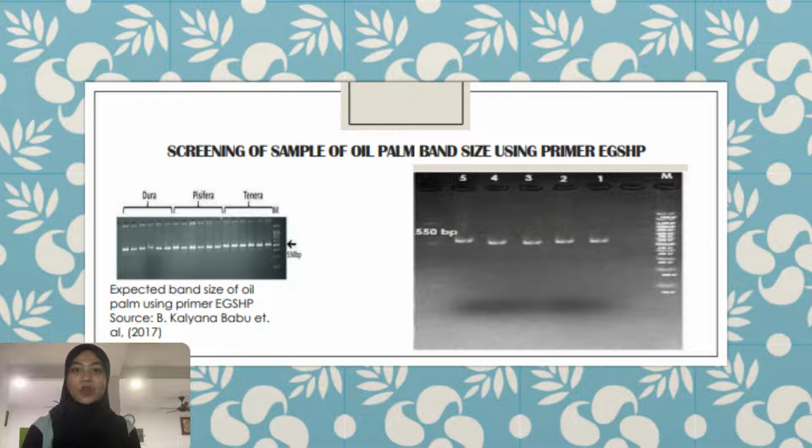These are the PCR components for both FTA and transdirect PCR kit and the PCR conditions. For discussion, we also ran a prior PCR experiment using primer EGSHP to ensure that the samples that we are using are from oil palm. According to a research article by B. Kalyana Babu, the expected band size of Elaeis guineensis is 550 base pair, and from 5 samples taken from FTA card, the result of PCR amplification shows the supposed band size, proving that the sample was from oil palm.